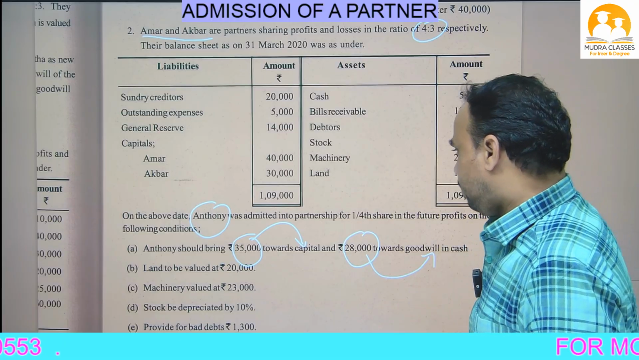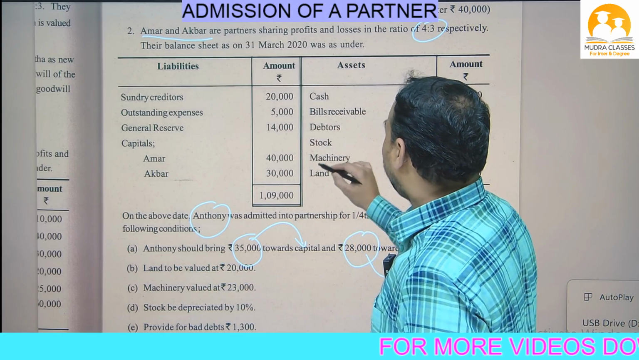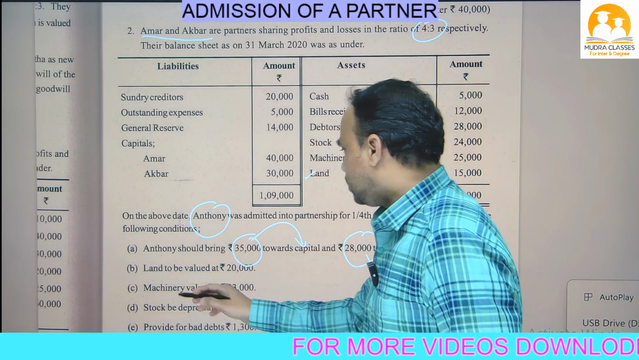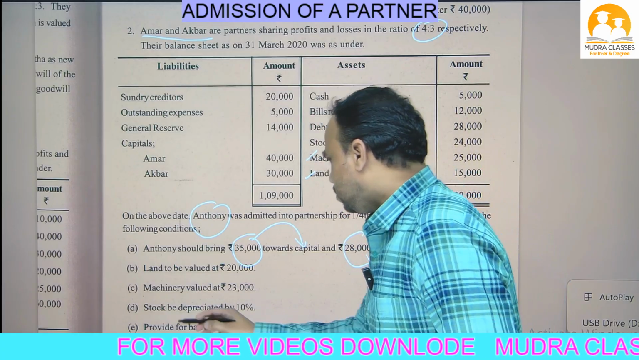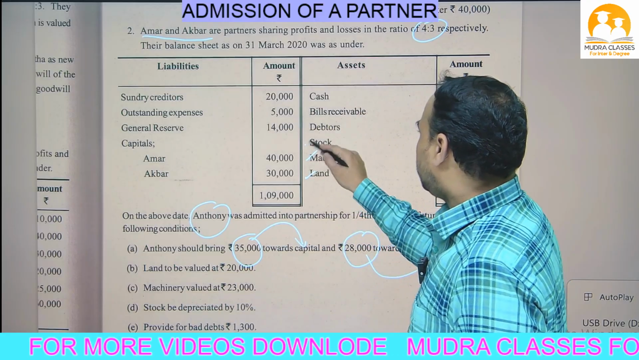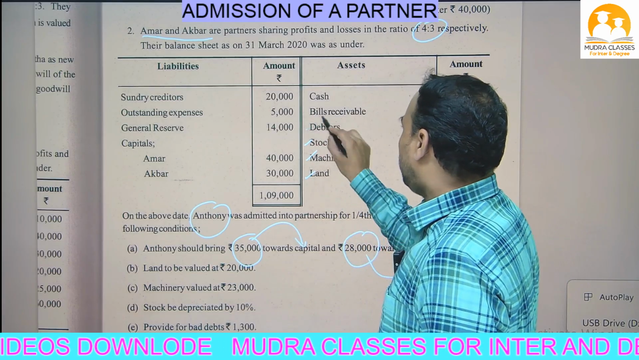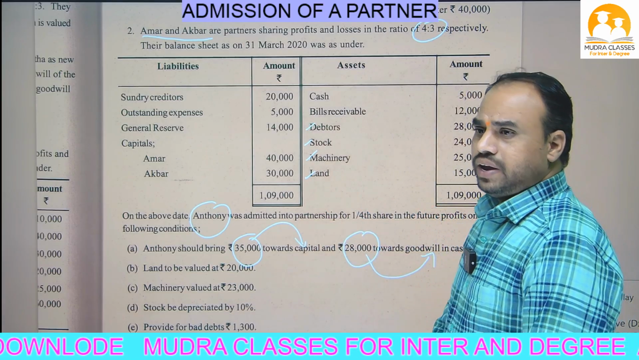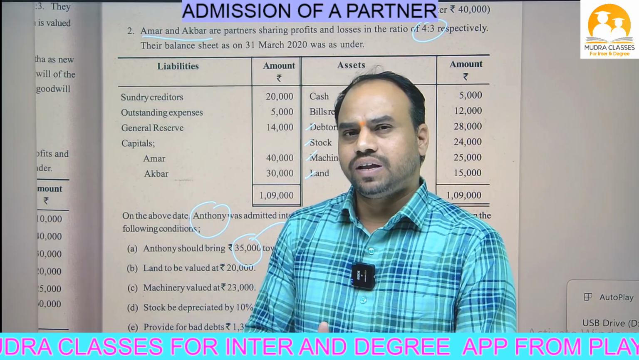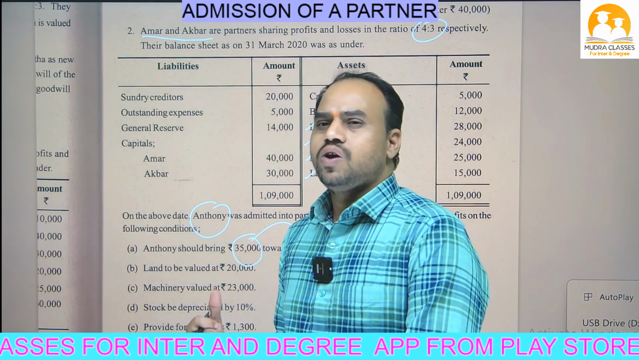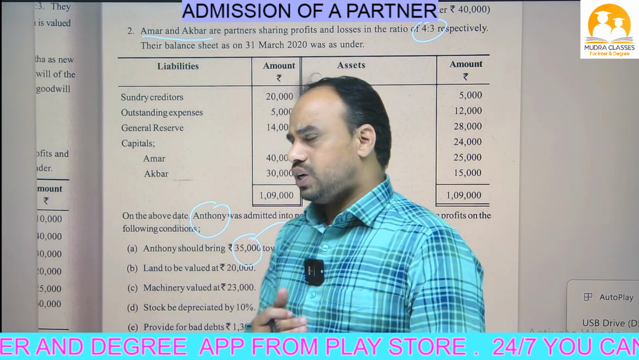Okay. So next, land to be valued is given. Land adjustments are given, so tick the land in the balance sheet asset side. Next, machinery valued is given, so tick the machinery in the balance sheet asset side. Next, stock to be depreciated is given, so tick the stock in the balance sheet asset side. Next, provide for bad debts is given, so tick the debtors. Okay. Now it is very simple. Almost 50% of the answer is in the question itself.